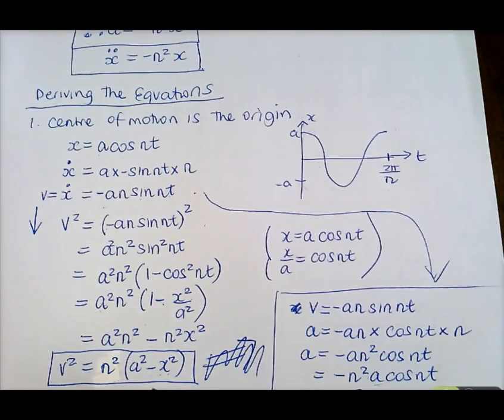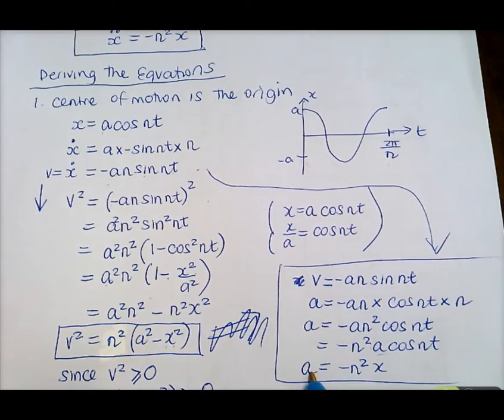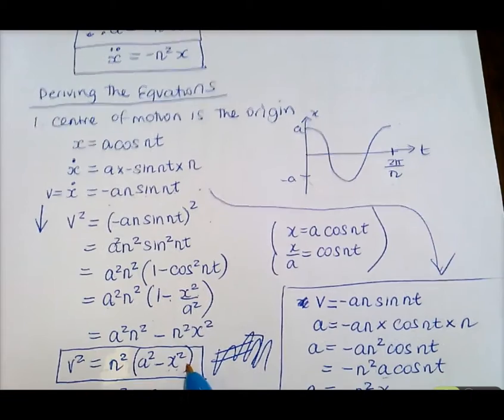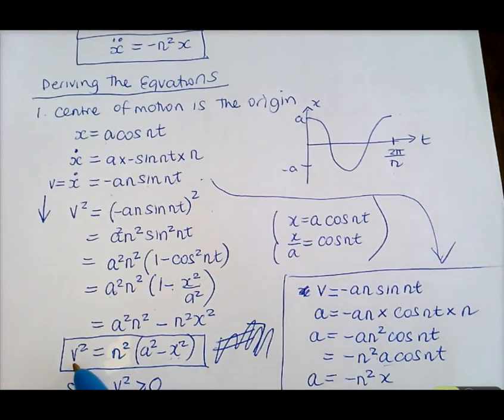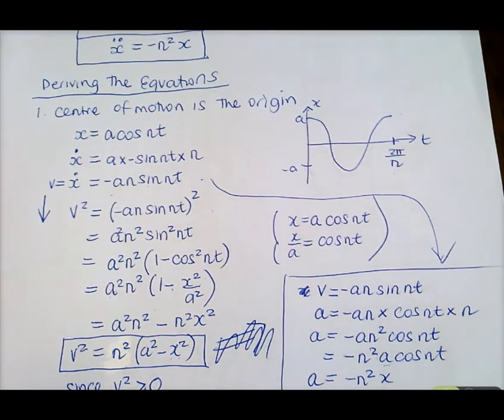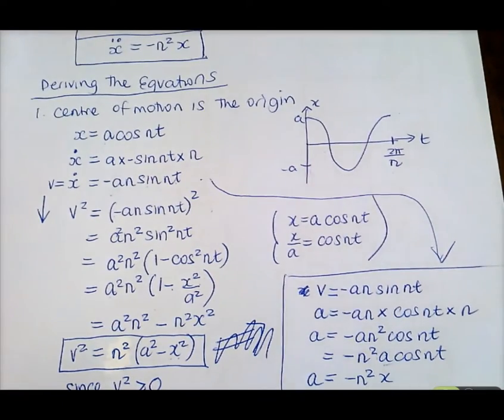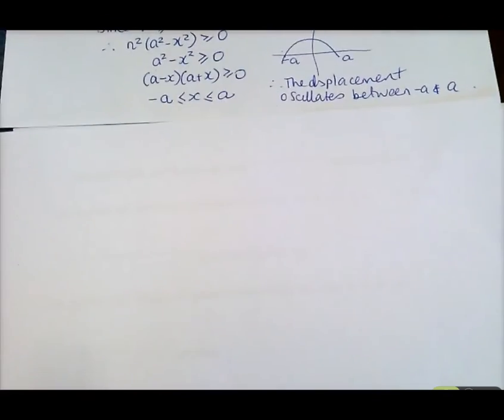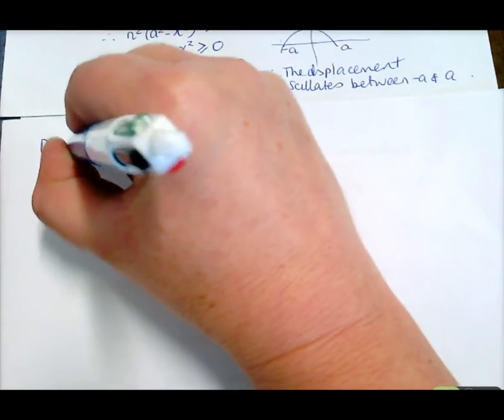But we've just proven two important results. That result: acceleration is negative n squared x. And the other result that you sometimes have to prove is that v squared is n squared times a squared minus x squared. So you'll have to prove that sometimes as well. We've just proven both those results. Do you have this all or not? Just continue. So therefore, a description of the motion.